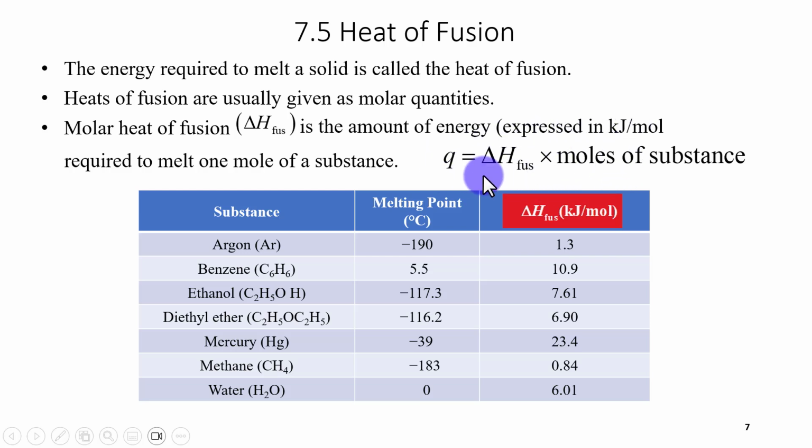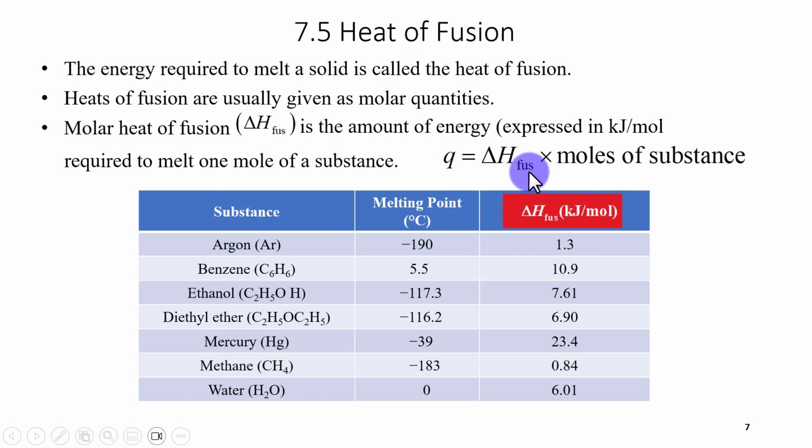Here is the formula that we're going to use to calculate the heat of fusion. That is the molar heat of fusion, delta H, times how many moles of the substance we have. Note that if I have an amount given in grams, I first have to calculate the molar mass of the substance and convert that to moles, and then I can use this formula. Here are some delta H fusions for different molecules like argon, benzene, etc. So these values will be given to you in a table.